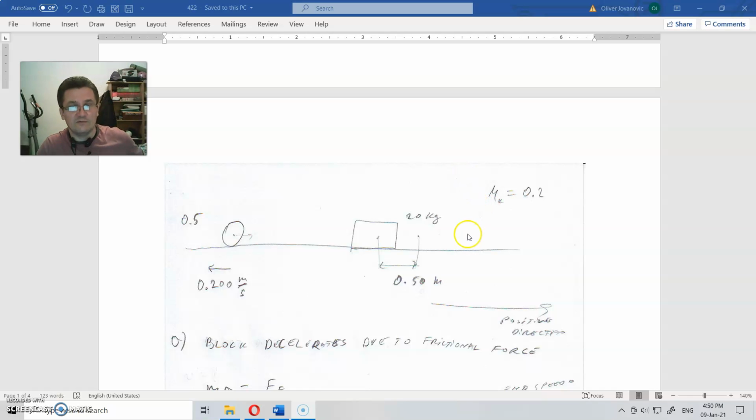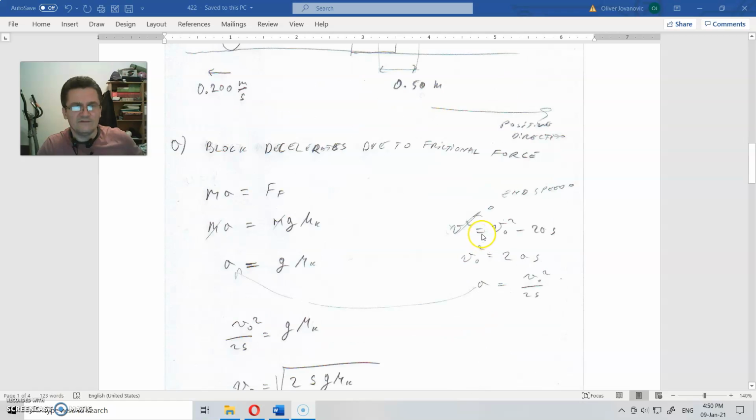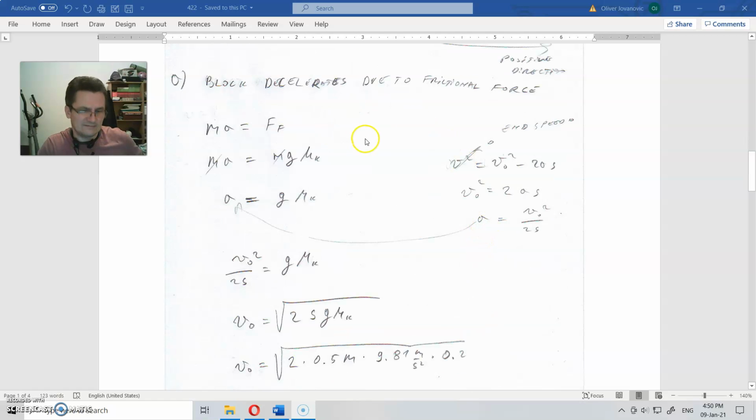So there is a lot to work from here, but after the first part, it's a little bit easier. B, C, and D, and E.